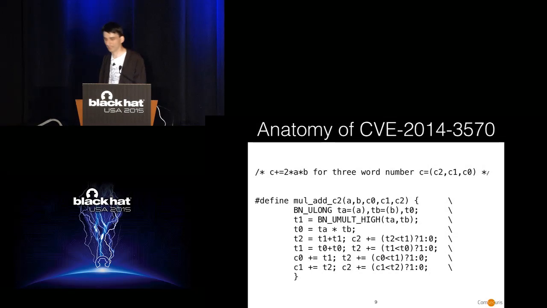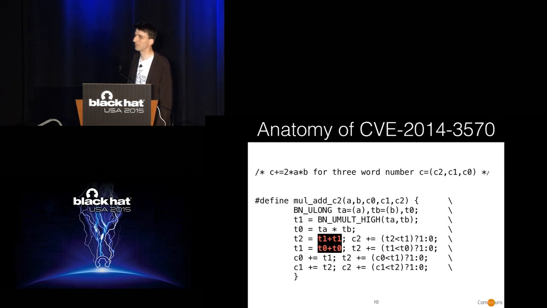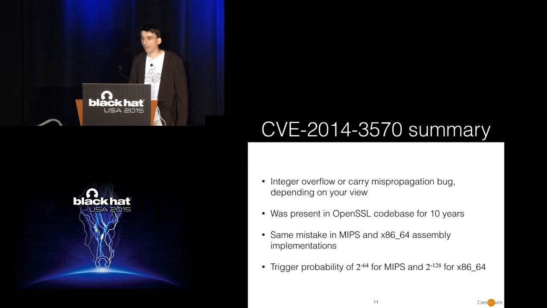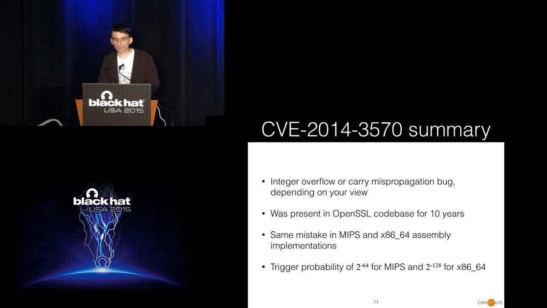Now, maybe you can tell me where the bug is. The bug is here. So what happens is that when they try to do the carry propagation, they do it in the wrong way, and they drop the carry here. You could also say that you have an integer overflow here. They have this temporary variable that they double, but they just ignore that the temporary variable might be larger than 2 to the n minus 1. And this is a very subtle bug that was present in the OpenSSL code base for 10 years. And it's the same mistake that was made both in the MIPS and in the x86-64 assembly implementation.